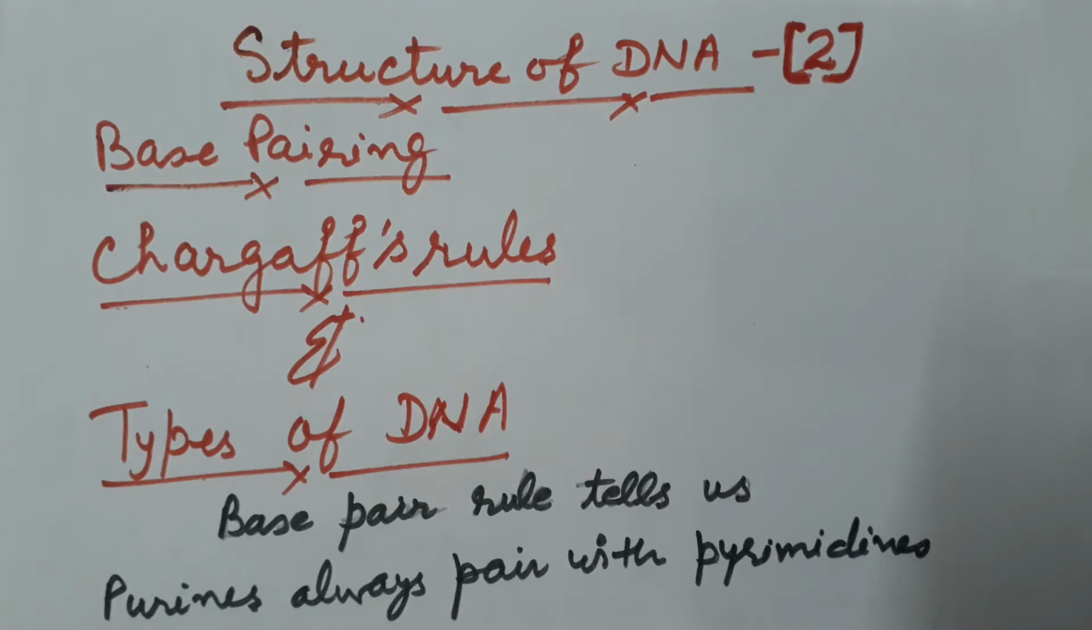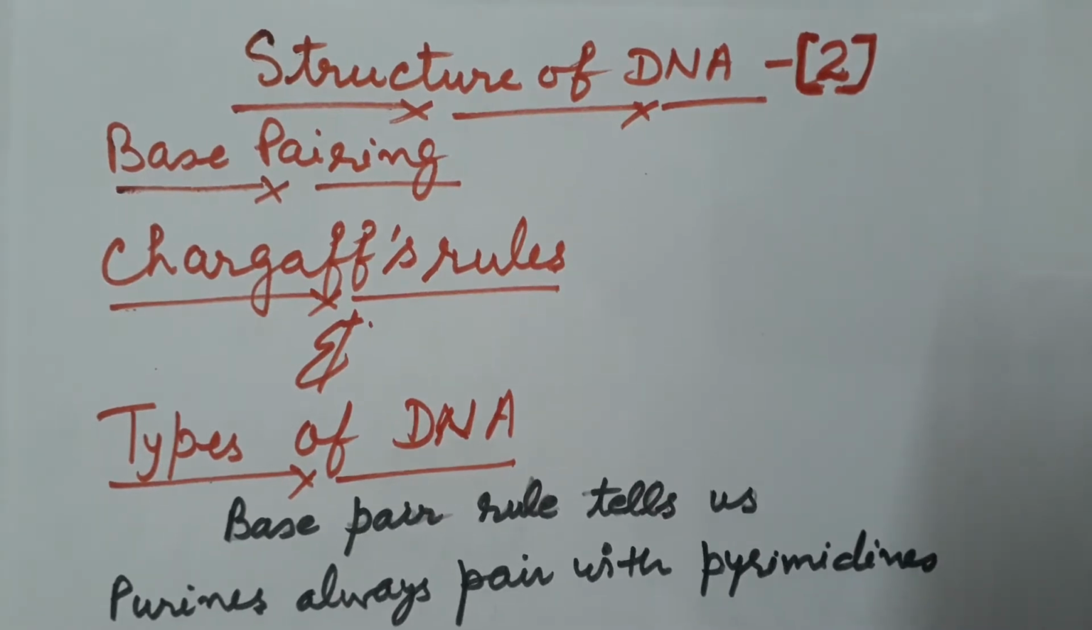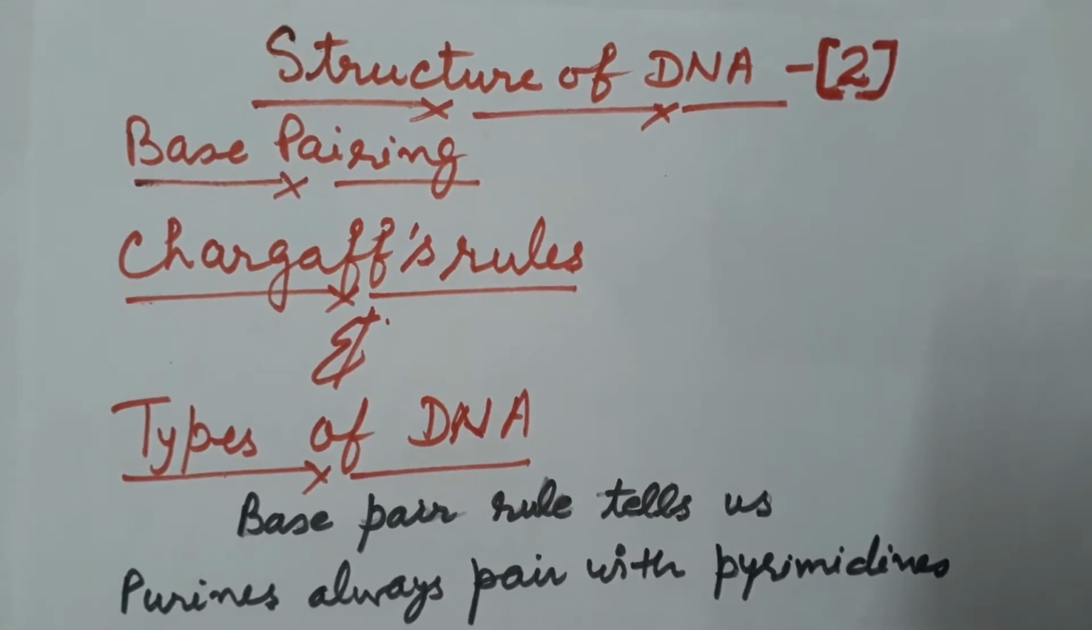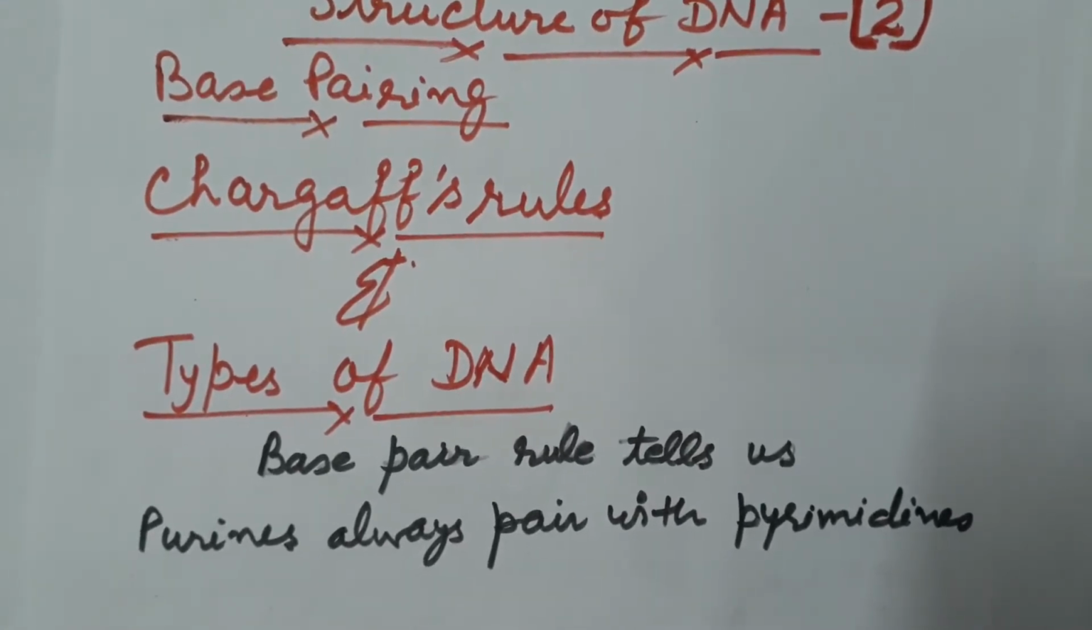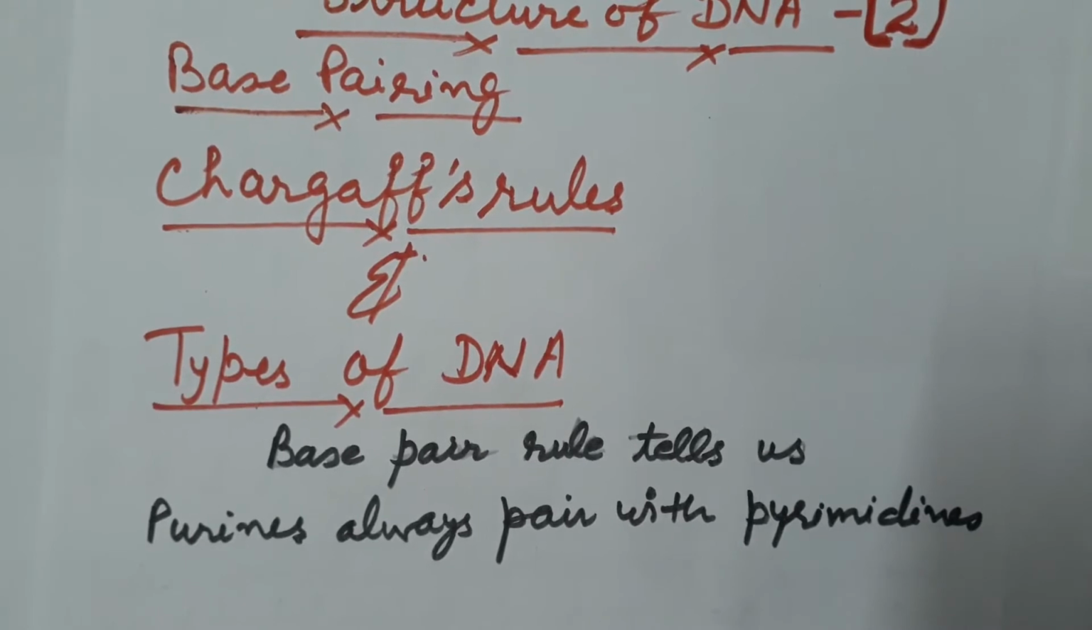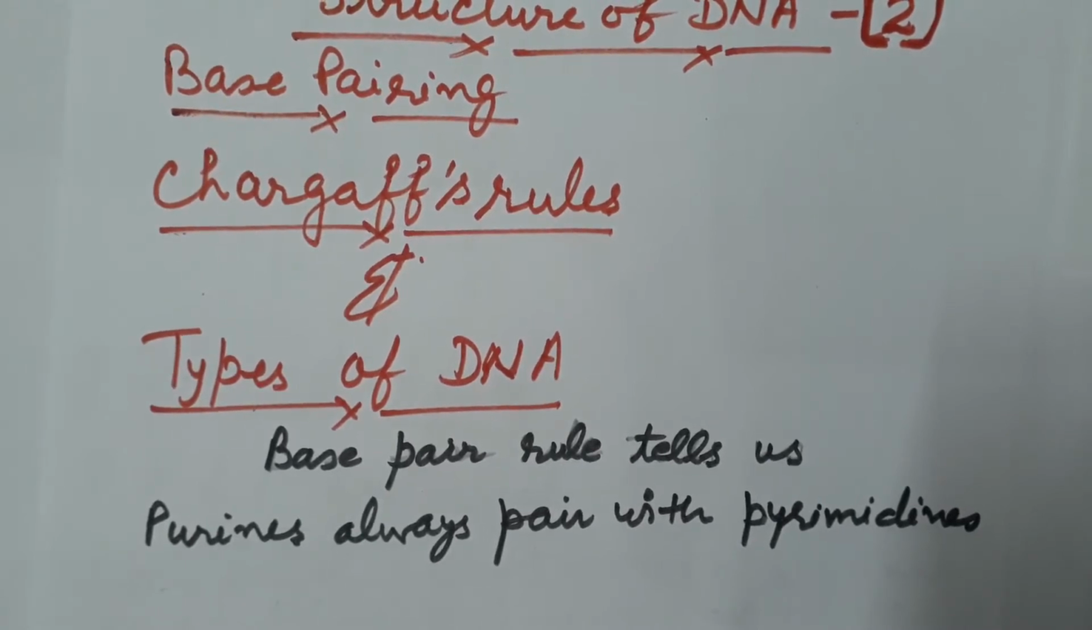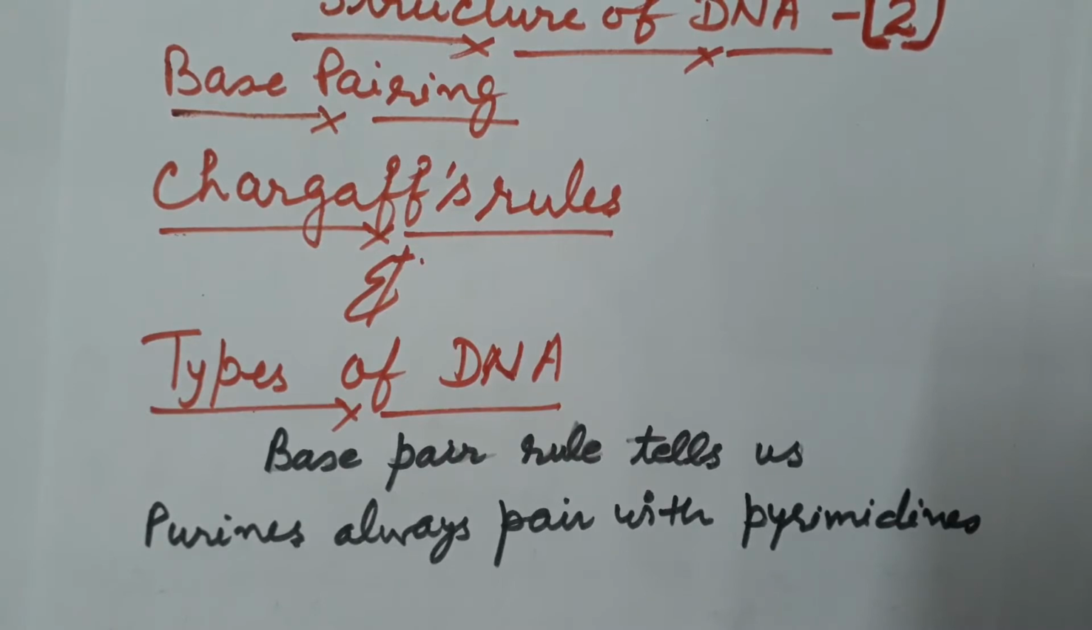What base pairing rules tell us is that purines always pair with pyrimidines. This is the thing which is going to help us identify the sequence of the other strand of DNA by knowing the sequence of one strand.